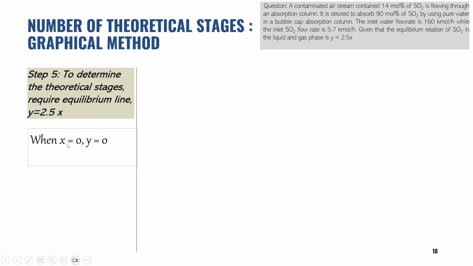To draw the equilibrium line, the best way is to decide two points, an initial point and a final point. So let's say when x equals 0, this equilibrium relation gives us y equals 0. And when x equals 0.06, y equals 0.15. Alright.